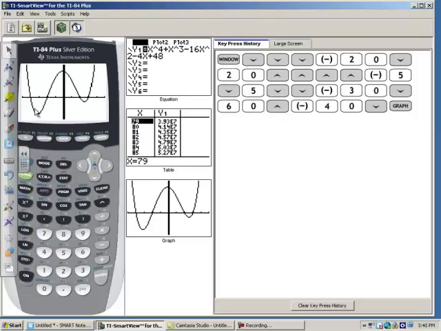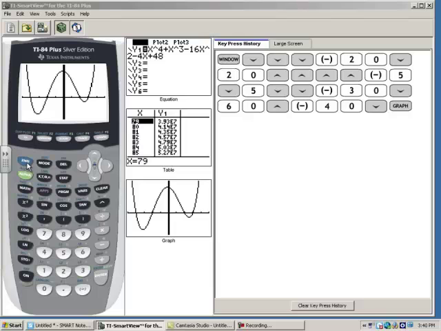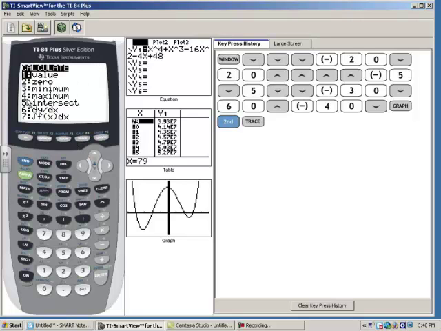So what I'm going to do is I'm going to notice that this relative minimum happened, it looks like, between negative 4 and negative 3. So I'm going to hit on my calculator second trace. This is going to take me to my calculate menu. Second trace, and I want to find a minimum. This first point down here is a minimum. So I'm going to calculate a minimum.